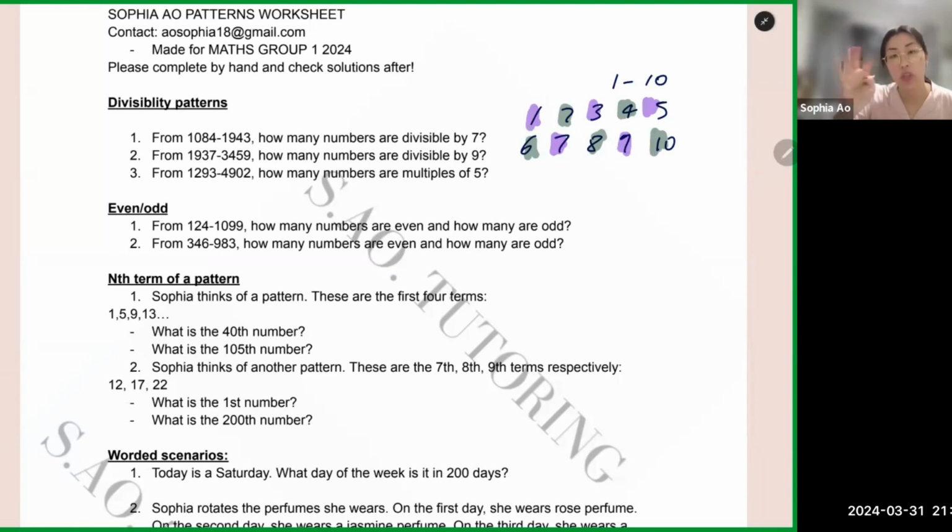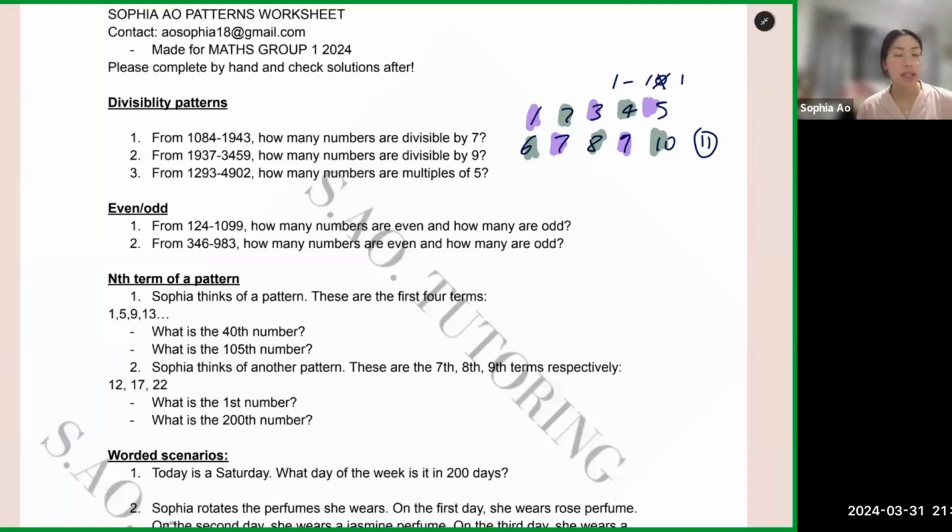What if I changed the end number? What if I made this, instead of 10, what if I made it 11? So I have 11 here. So in this case, I would still have 5 even numbers, but I would have 1 more odd, okay? And the reason for that is because we start on an odd number, 1, and we end on an odd number, 11, over here.